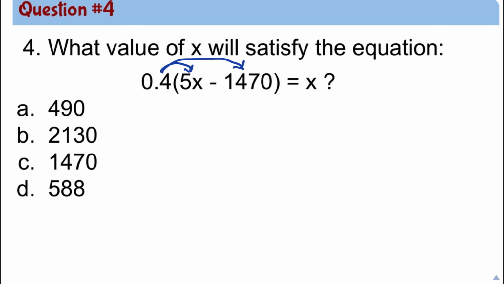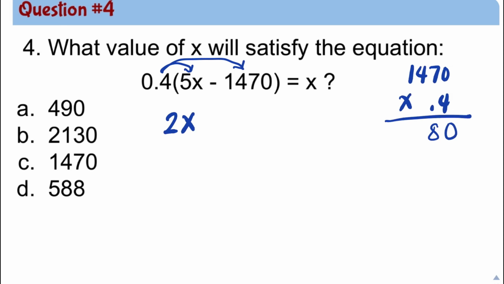So 4 times 5 is 20, but there's a decimal point, so this becomes 2x. Now we need to multiply 1470 times 0.4. So 4 times 0 is 0. 4 times 7, 28, carry 2. 4 times 4, 16, plus 2, 18, carry 1 again. 4 times 1 is 4, plus 1 is 5. And there's one decimal place, so we have 588. So now we have 2x minus 588 is equal to x.